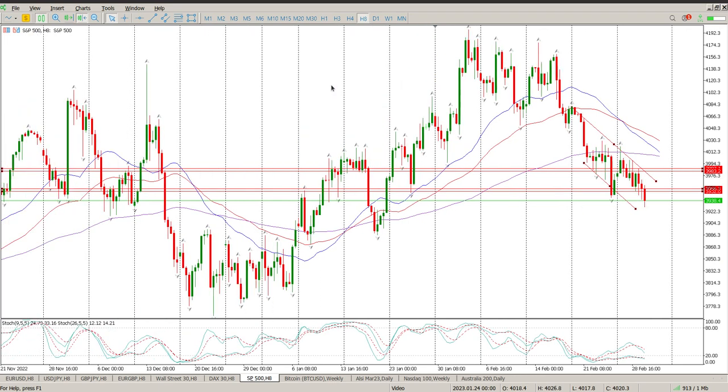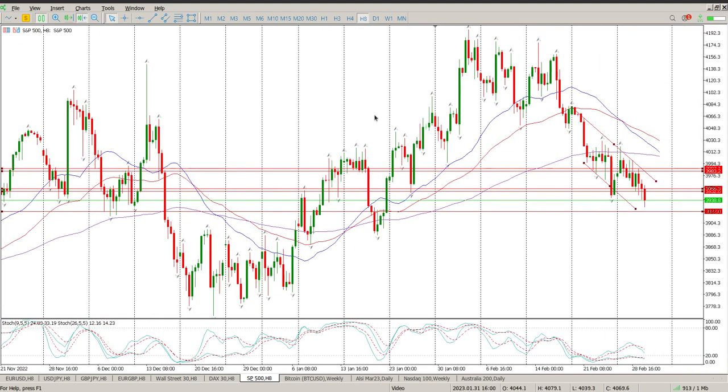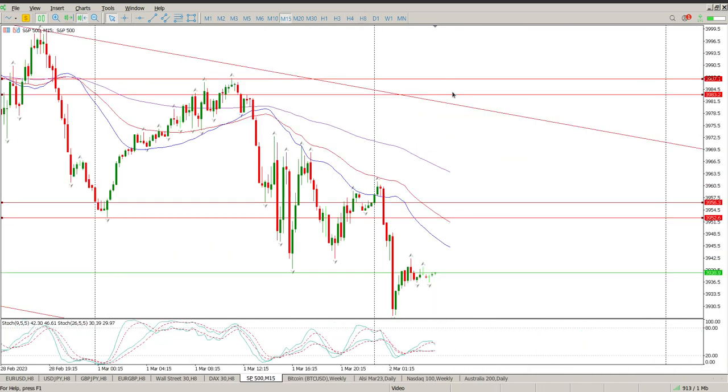Targets to the downside at the moment are a little bit suspect, but I would argue that your target area should be around 39.22, and then you can probably round that off to 3900 as well. Just small position sizes, keep your stop losses tight, because anything can happen at the moment.